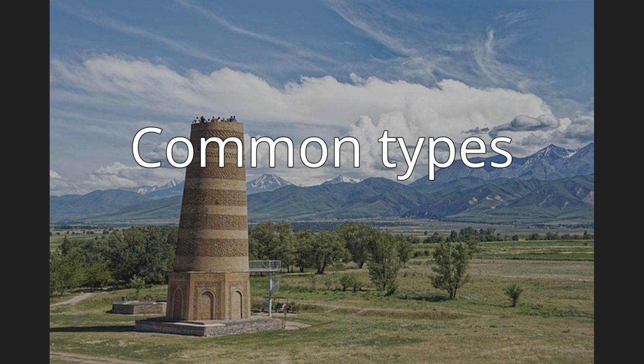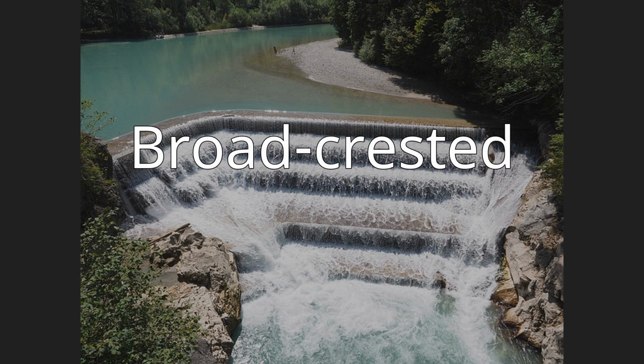Common types. There are many different types of weirs, and they can vary from a simple stone structure that is barely noticeable to elaborate and very large structures that require extensive management and maintenance. Broad-crested. A broad-crested weir is a flat-crested structure where the water passes over a crest that covers much or all of the channel width. This is one of the most common types of weir found worldwide.